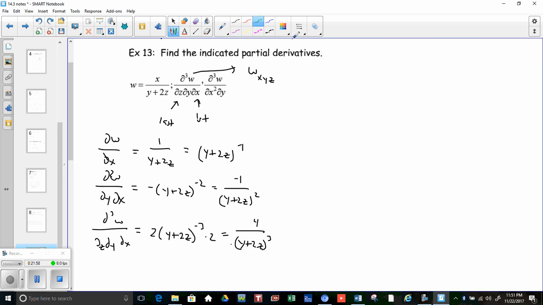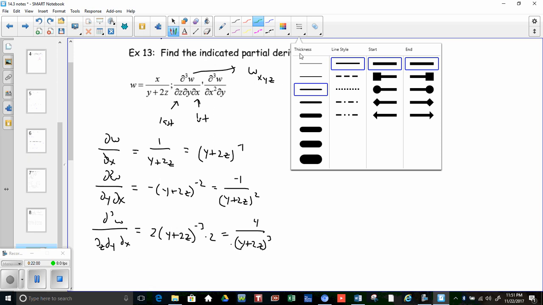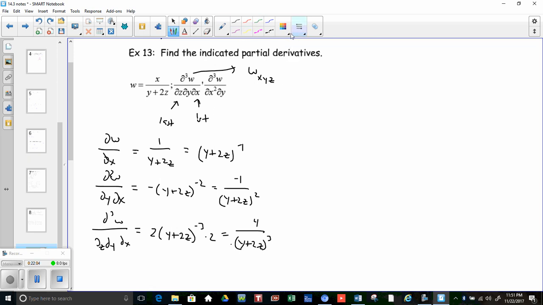And I'm going to do this one in a different color just to change things up here. Again, this one will kind of relate to what we were doing in ABBC. It wants us to find the third partial of w. It says to find it with respect to y first, then with respect to x, and then with respect to x again. That's what that little squared right there means. So let's go ahead and do it, and then I'll explain it as we go.